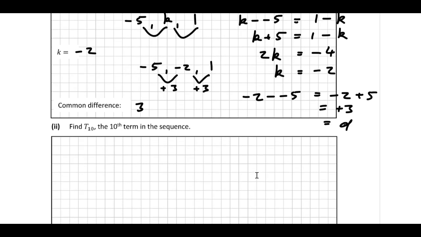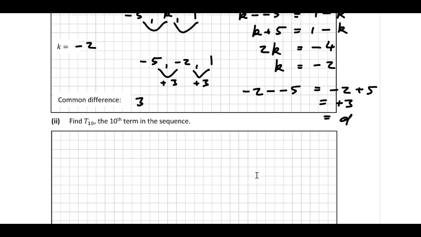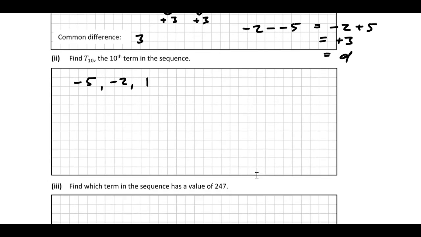Let's have a look at part 2. Find T10, the 10th term in the sequence. So we have minus 5, we have minus 2, and we have 1. We know we're adding 3 each time, so you could just work this out. We don't have to go up too many, it's only 10. So we could just keep adding 3.